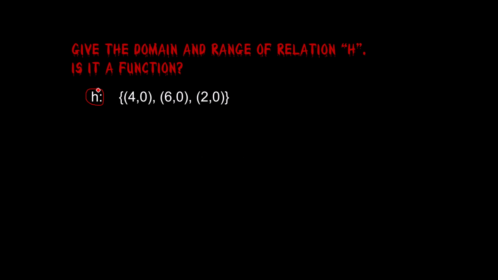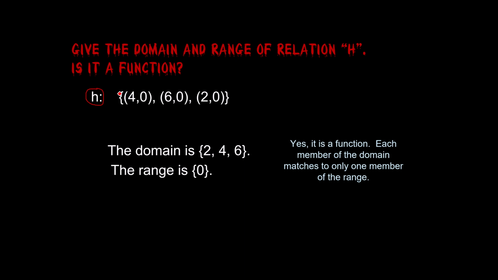The domain is 2, 4, and 6. The range is the 0. Is it a function? Of course it is. 4 only matches to 0, 6 only matches to 0, 2 only matches to 0. This is like the Plants vs. Zombie example, in that they all match to the same thing, but there's no rule that says they're not allowed to do that.